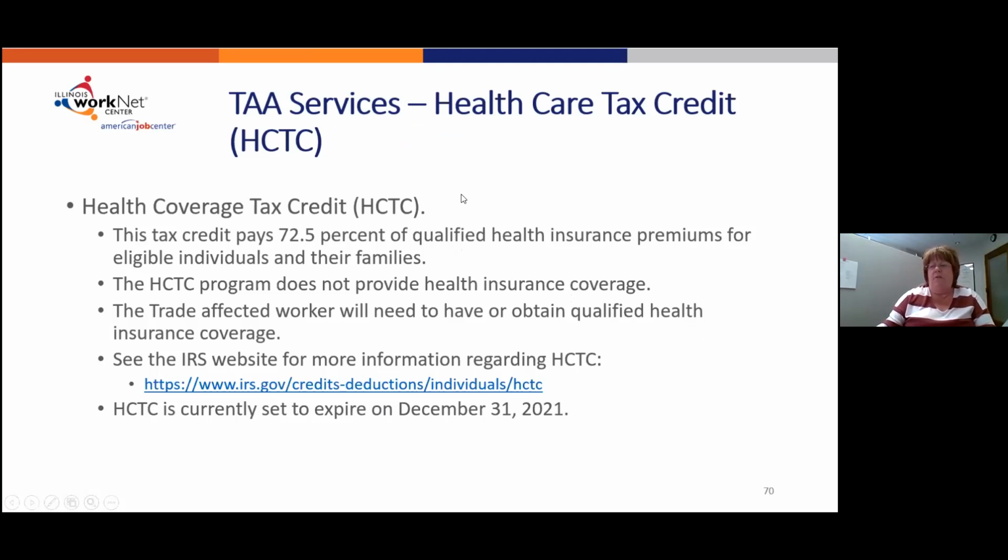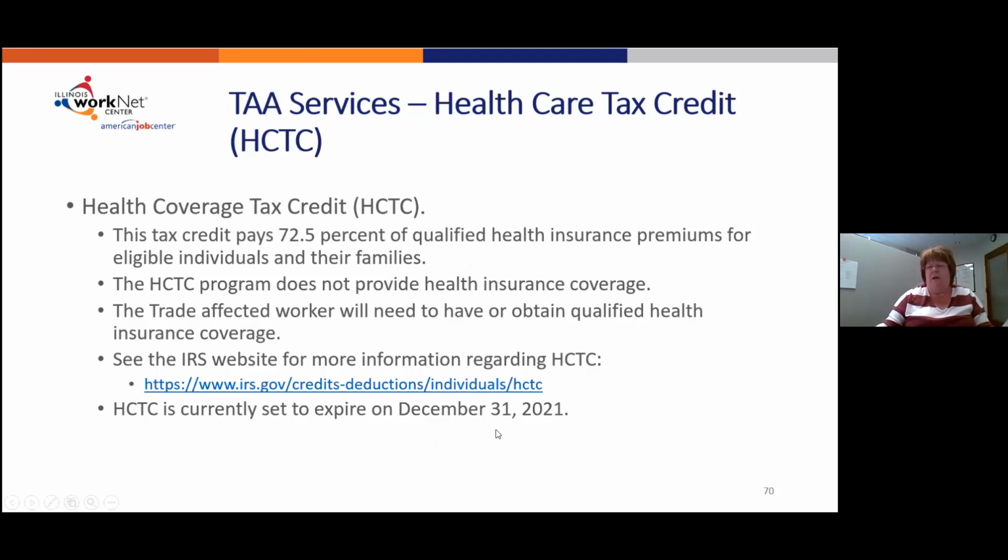There is a benefit available to the participants called healthcare tax credit. This is administered by the IRS, although sometimes we have heard that people have contacted the IRS and they don't know what they're talking about, but it is administered by the IRS. It's a tax credit that pays 72.5% of any qualified health insurance premiums for eligible individuals and their families. It doesn't provide health insurance coverage, but it's kind of a credit on their taxes for any premiums that they have paid. The trade affected worker has to have obtained their own insurance.